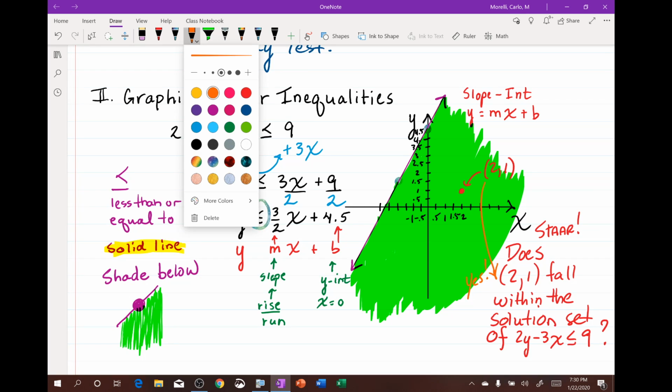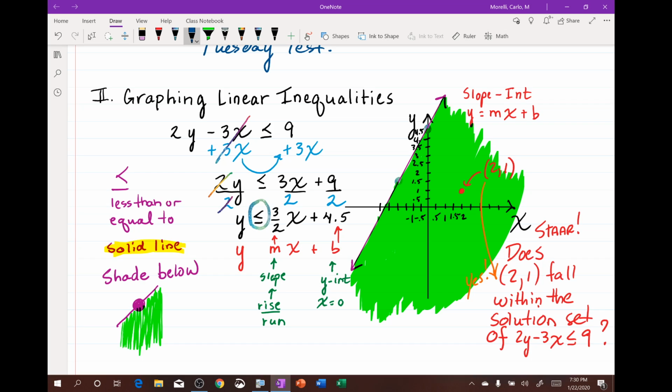Now, one big point that I want to make sure I teach tomorrow is, what if they ask you about this one right here, (-2, 1.5)? Well, that point is right here. This is -2. So the thing is, this falls right on the line. Because it is less than or equal to, this point (-2, 1.5) absolutely falls within the solution set, because the green shaded region includes the line.